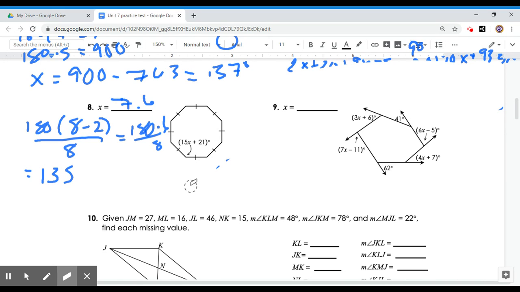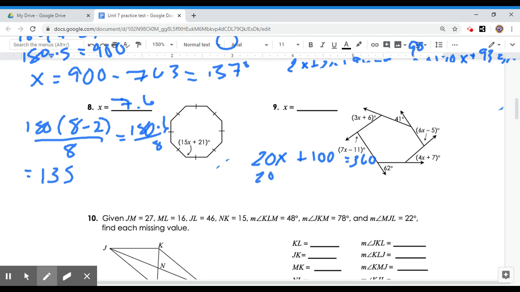So regardless of what the shape is, if you have all these exterior angles, you set it equal to 360. So instead of writing it all out, I'm just going to combine like terms first. So we have 3x plus 7x is 10x, and then plus 4x is 14x, plus 6x is 20x. And then we have 6 minus 11 plus 62 plus 7 minus 5 plus 41 equals 100. So 20x plus 100 equals 360 because they're exterior angles.